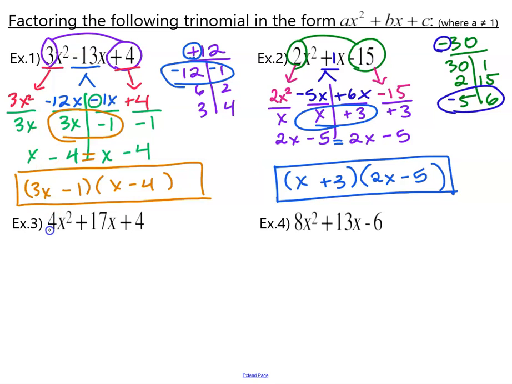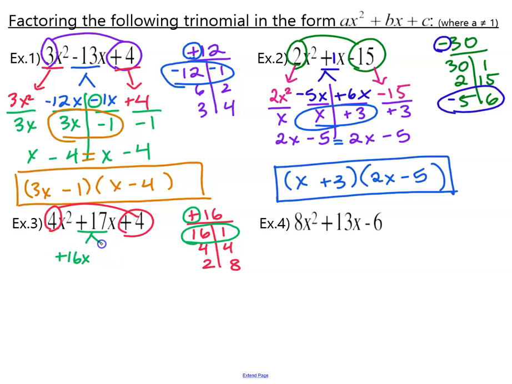So let's walk through example 3. We're going to take A and C and multiply those together. Gives us positive 16. Let's find our factors: 16 and 1, 4 and 4, 2 and 8. Now we need to find the pair of factors that adds to make positive 17. So that's going to be positive 16 and positive 1. So let's go ahead and split that middle term, 16x and a positive 1x. And again, don't forget to bring down your first and last term.